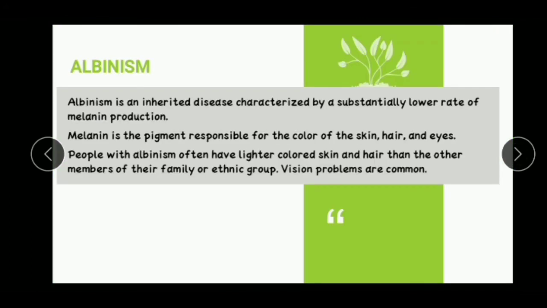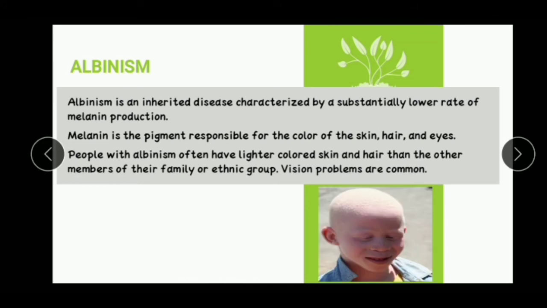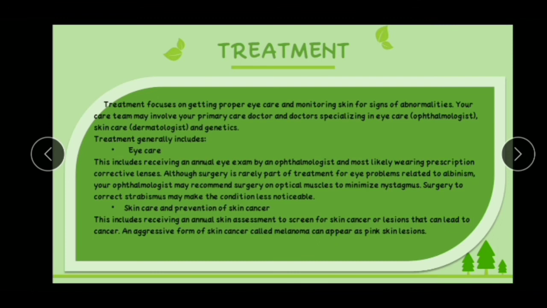Last is albinism. Albinism is an inherited disease characterized by a substantially lower rate of melanin production. Melanin is the pigment responsible for the color of the skin, hair, and eyes. People with albinism often have lighter colored skin and hair than the other members of their family or ethnic group. Vision problems are common. Treatment. Treatment focuses on getting proper eye care and monitoring skin for signs of abnormalities. Treatment generally includes eye care, skin care, and prevention of skin cancer.